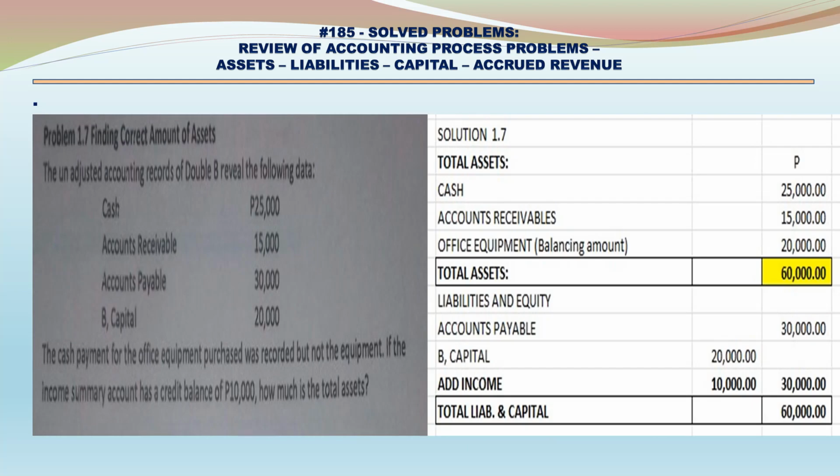Solution. Total assets. Cash 25,000, accounts receivable 15,000, office equipment, the balancing amount, 20,000, total assets 60,000. Liabilities and equity: accounts payable 30,000, B's capital 20,000, add income 10,000, total B's capital 30,000, total liabilities and capital 60,000.